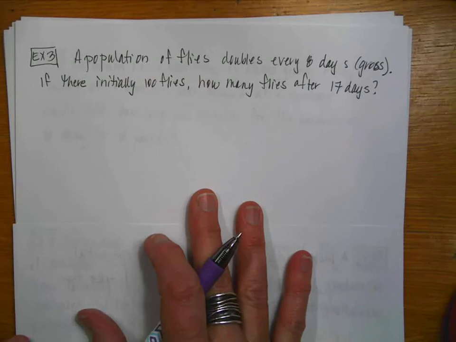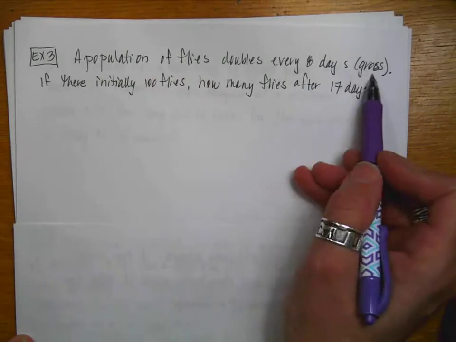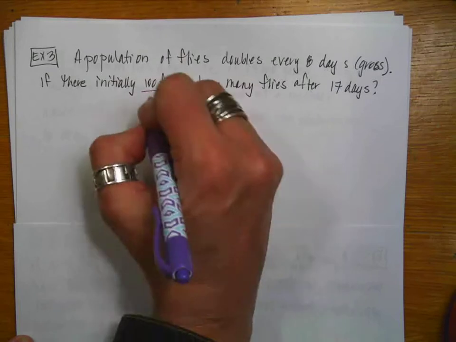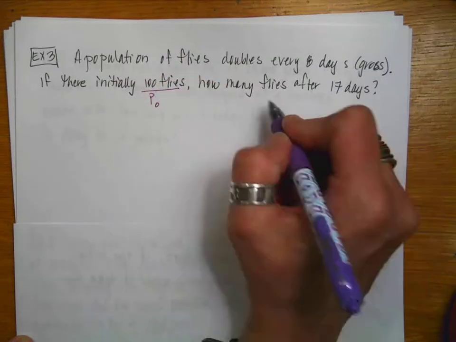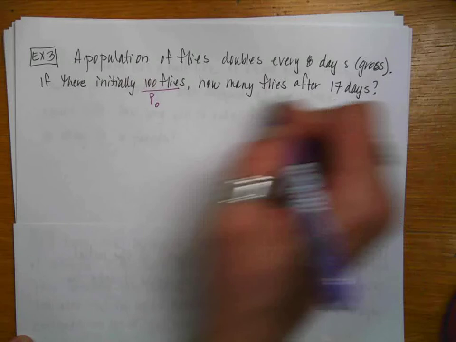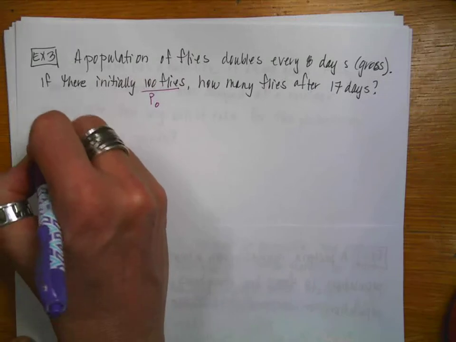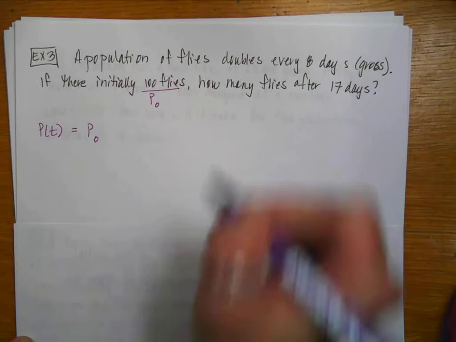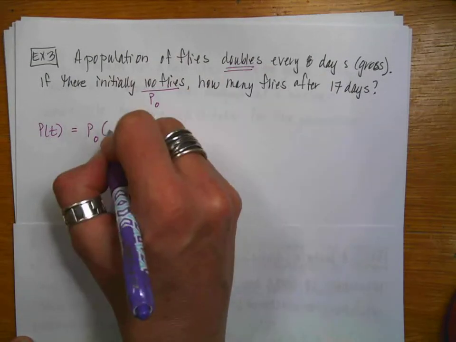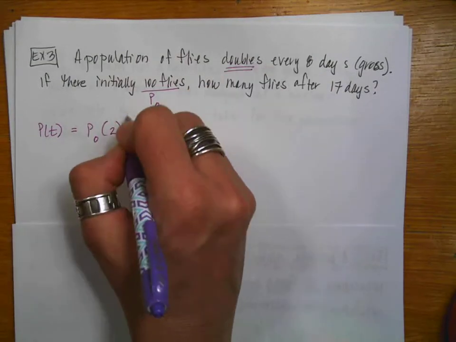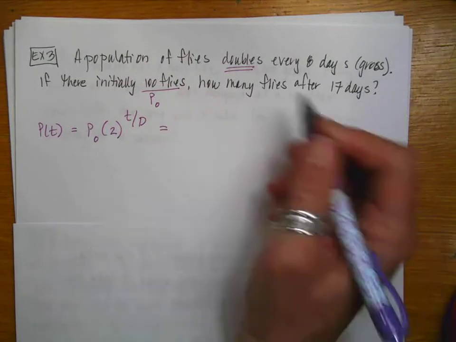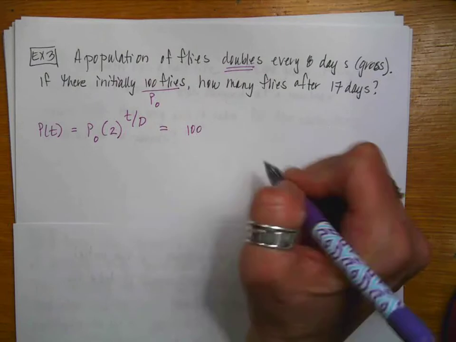All right, so now I have a couple more examples, so let's do 3 first. The first one says a population of flies doubles every 8 days. And again, that's yucky. If initially there are 100 flies, so that's going to be my P sub 0, how many flies after 17 days? So I'm going to write my equation, P of T is equal to P of 0 times 2 to the T divided by D, as in David.